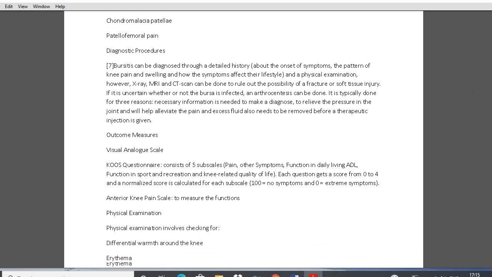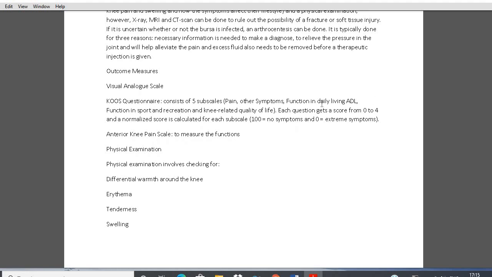Coming to the outcome measures, we use the visual analog scale and the KOOS questionnaire, which consists of five components: pain, other symptoms, function in daily living (ADL), function in sport and recreation, and knee-related quality of life. Each question gets a score from 0 to 4, and a normalized score is calculated for each subscale. The anterior knee pain scale is used to measure function.